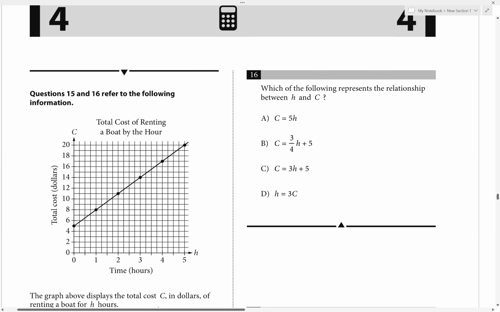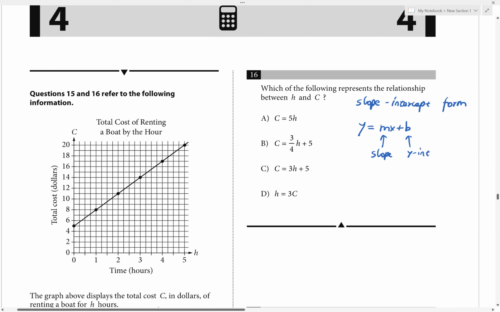And we see this line here is a straight line. You know, this is going to be a linear equation, and for linear equations, we can use the slope-intercept form. The slope-intercept form of a linear equation is y equals mx plus b, where m is the slope and b is the y-intercept.